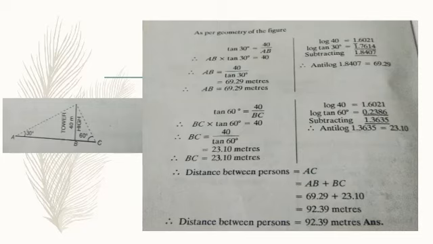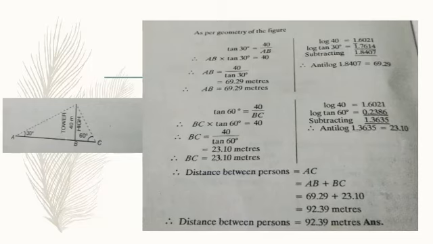69.29 meters. The distance between A to B is 69.29 meters. Similarly, just consider second triangle BCD. If you consider BCD triangle, where you get 60 degree elevation. So therefore, tan theta is equal to, as usual, opposite by adjacent. Opposite is 40 and adjacent is BC, that we don't know, that we have to calculate. So tan 60 is equal to 40 by BC.